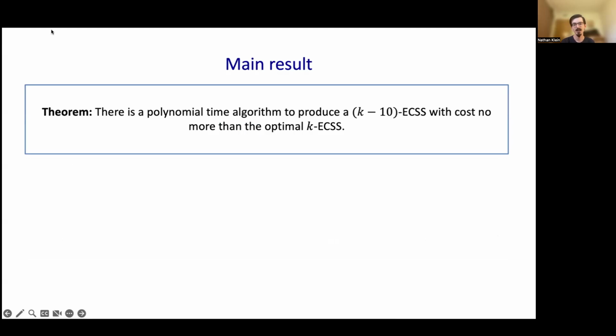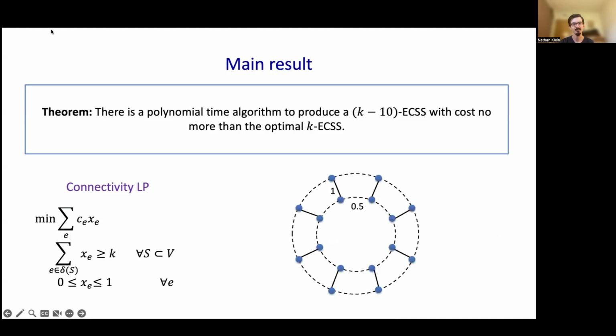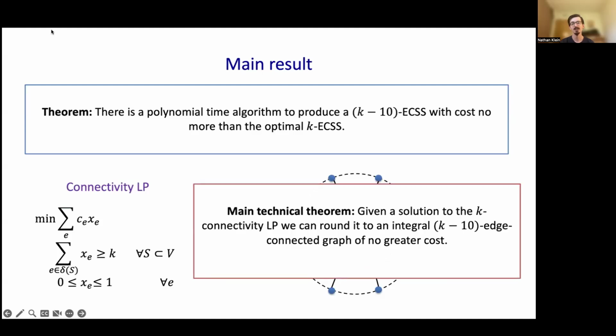Our approach is to round a solution to this k-edge connectivity linear program, which just asks that every cut in the graph has at least k edges going across it. So here's an example solution for k equals 2. And our main technical theorem is that given a solution to this LP, we can round it in polynomial time to an integral k minus 10 edge connected graph of no greater cost.